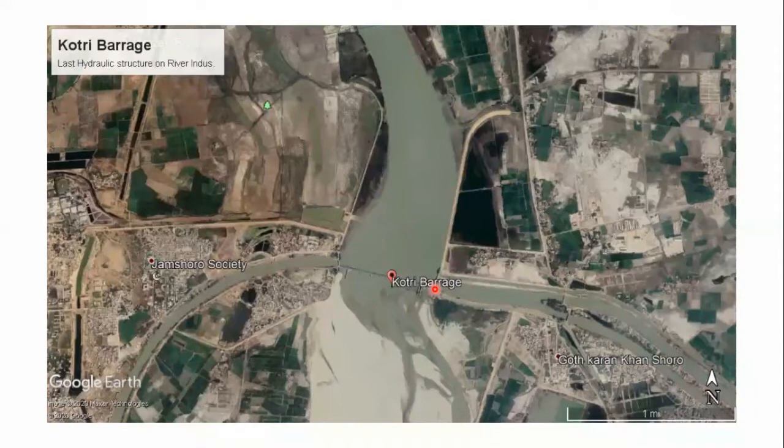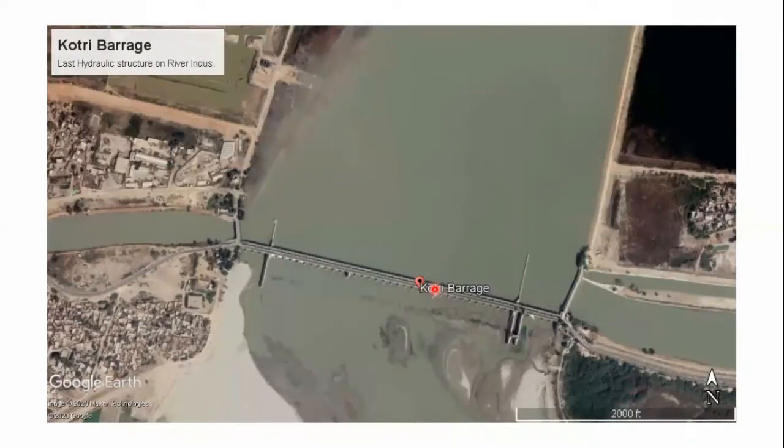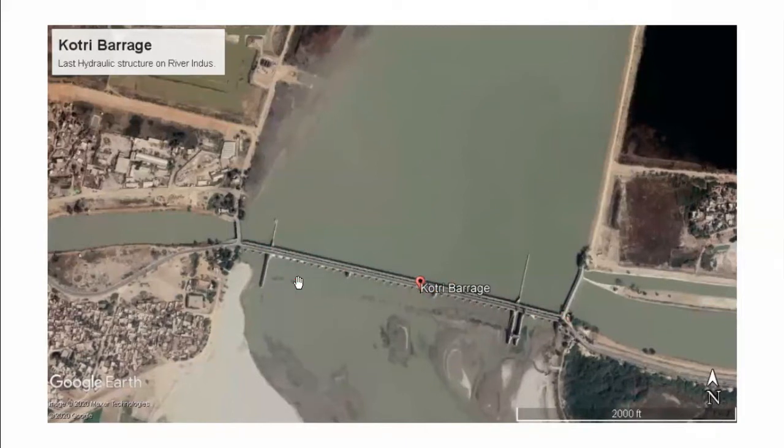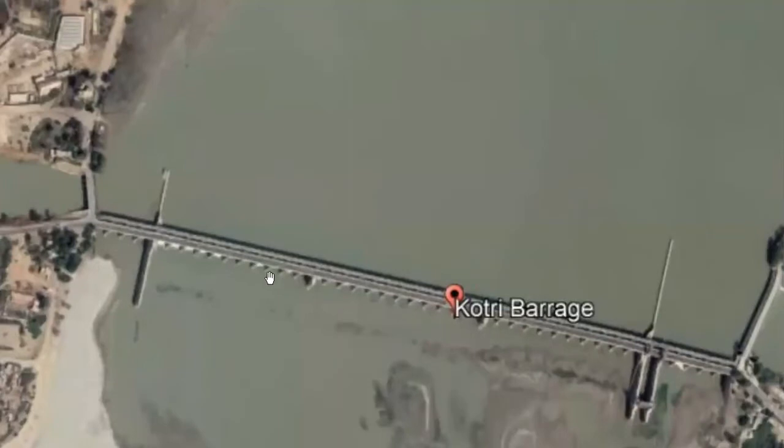If you see Kotri Barrage closely, we can see a bridge, a road pavement on a bridge. If we see beneath, the bridge is supported on several piers. These piers are supported on a weir. We construct a weir on which piers are constructed, and in between these piers, several gates are installed. These gates are used for raising the water supply level.